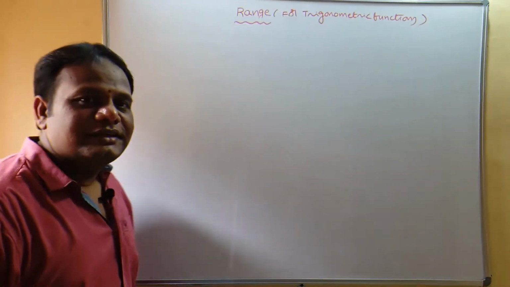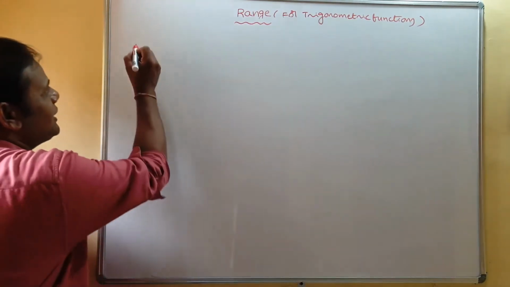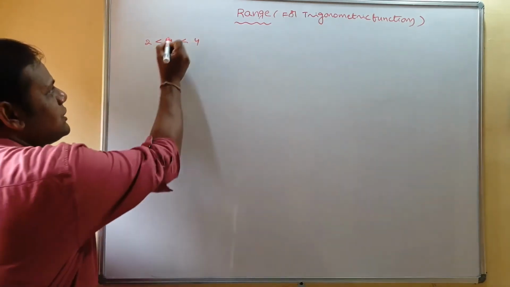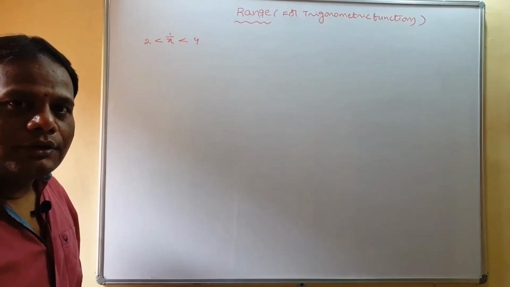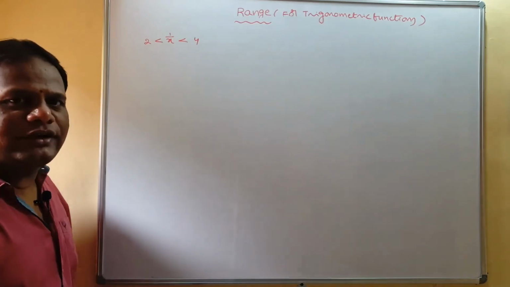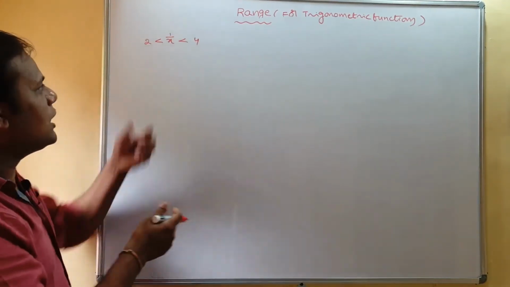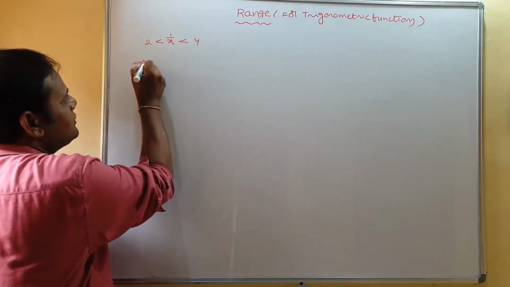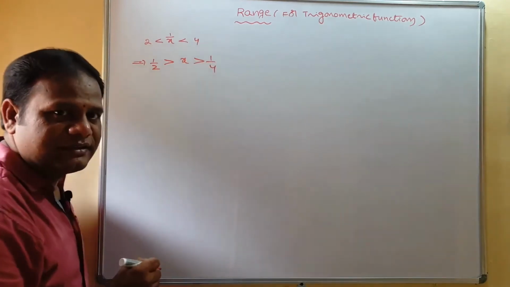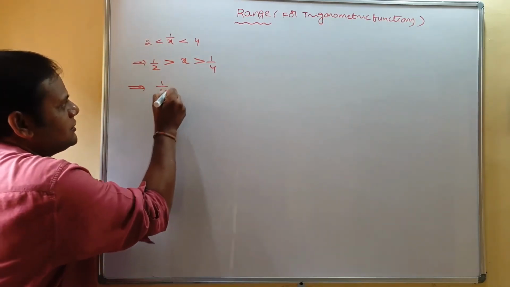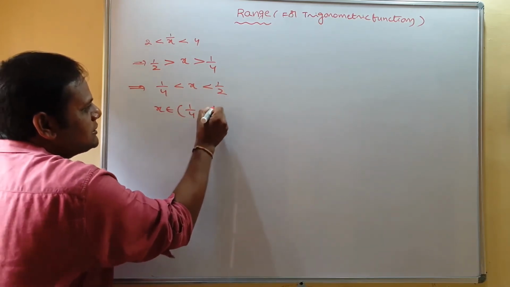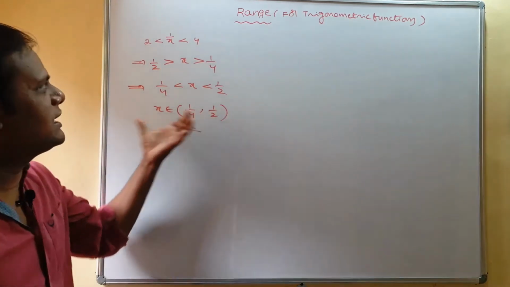Is it clear? While solving any question, suppose you arrive at 2 less than x less than 4, or 2 less than 1 by x less than 4, and you have to find the values of x. To get the values of x, we take reciprocals of all these values. Then we get 1 by 2 greater than x greater than 1 by 4. Now you write them in reverse order: 1 by 4 less than x less than 1 by 2. So the answer to this problem is x belongs to open interval 1 by 4 to 1 by 2.